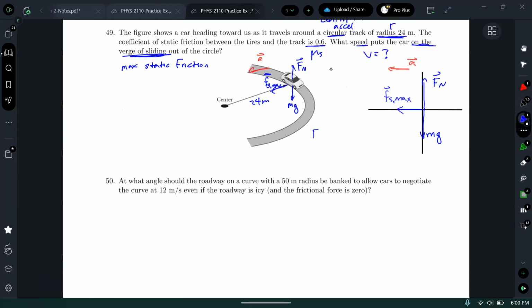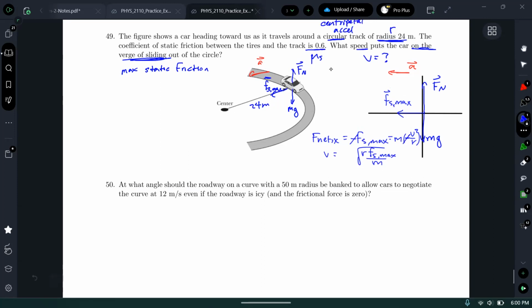So in the x direction, I've just got friction. If I'm calling left the negative x, then that's negative. Is mass times centripetal acceleration, which is also to the left. That's where this negative comes from. Here's the magnitude of it. And so the speed is going to be the square root of r times F_s max over m. I'm just taking this previous equation, negatives cancel, and solving for the speed.